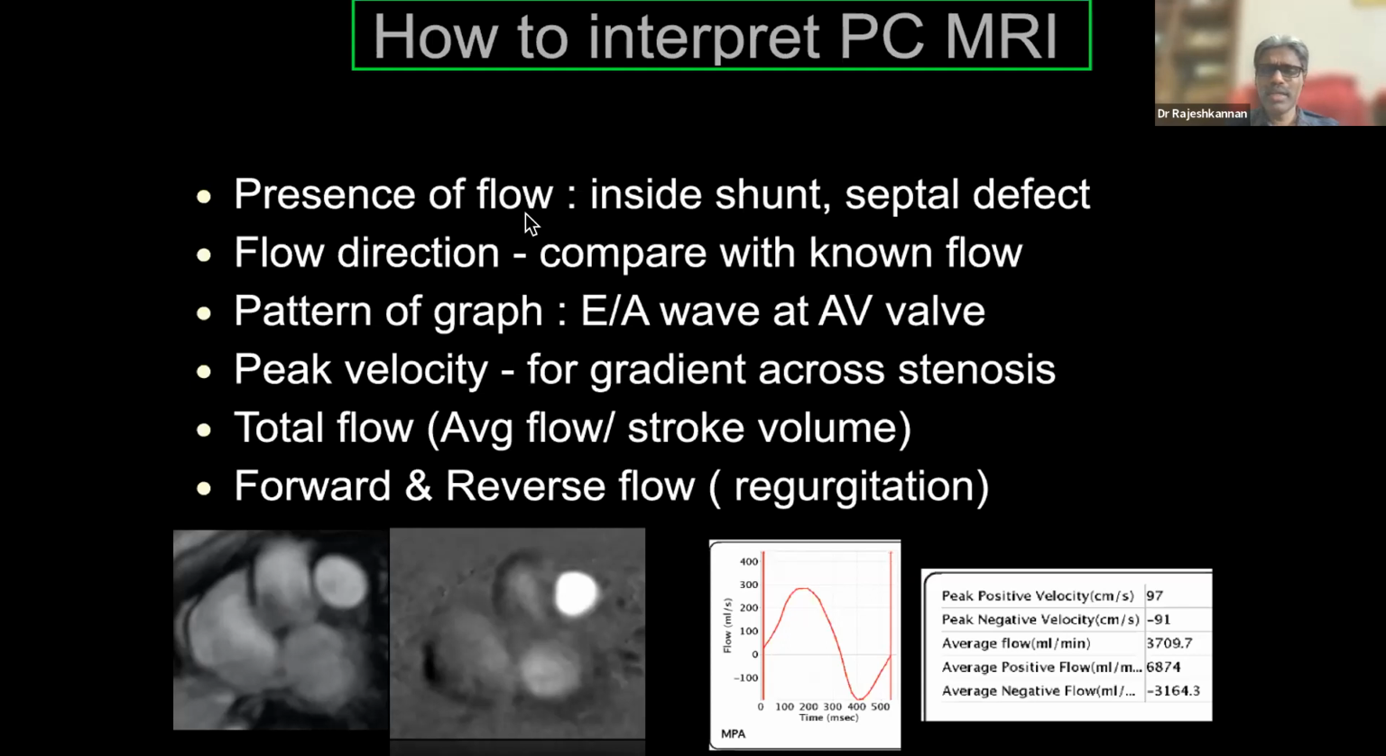So we can look at the flow inside any structure, as well as use this phase contrast imaging even to identify septal defects like an atrial septal defect or a ventricular septal defect and its location. All those things can be identified. We can also look at the flow direction. Here, by comparing with the known flow, we know that the ascending aorta will flow from inferior to superior direction, whereas the descending aorta and the SVC will flow from superior to inferior direction.